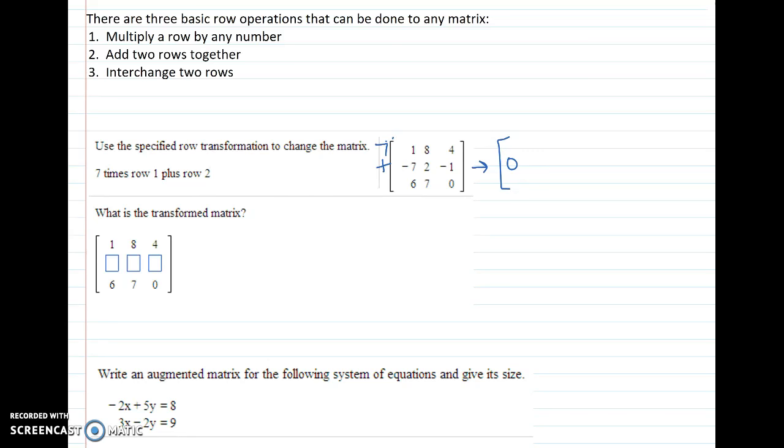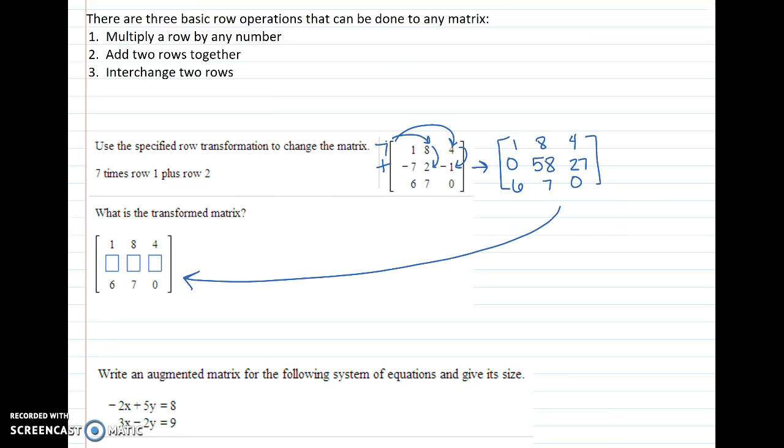7 times 8, which is 56, plus 2 is 58. And then move over again. 7 times 4, which is 28, plus -1 is 27. Okay, I don't actually have to change the first row, and I didn't do anything to the last row. So if you look down here, they're asking you to fill in those boxes with your new second row after you've done those 2 row operations.